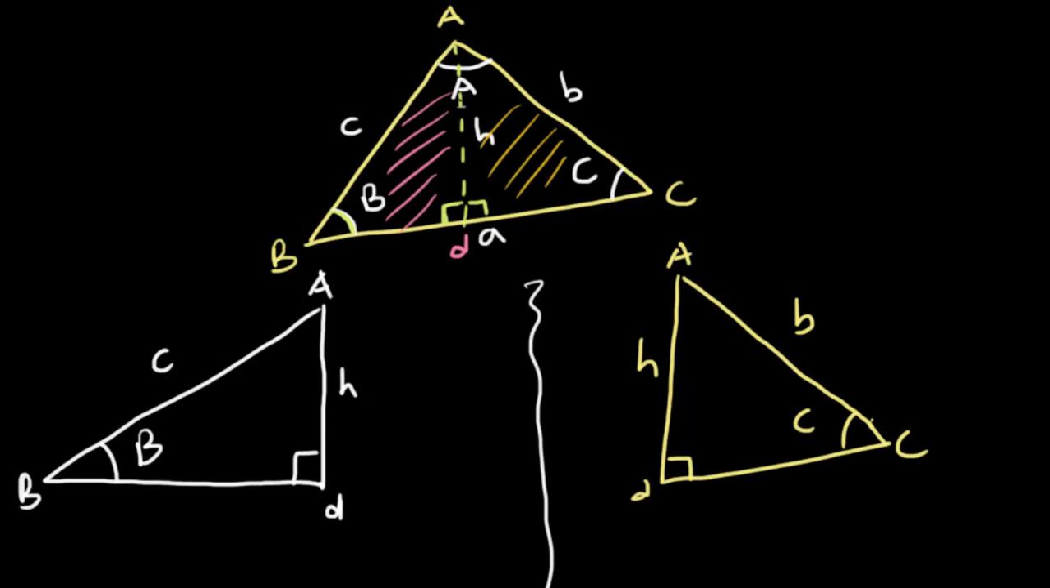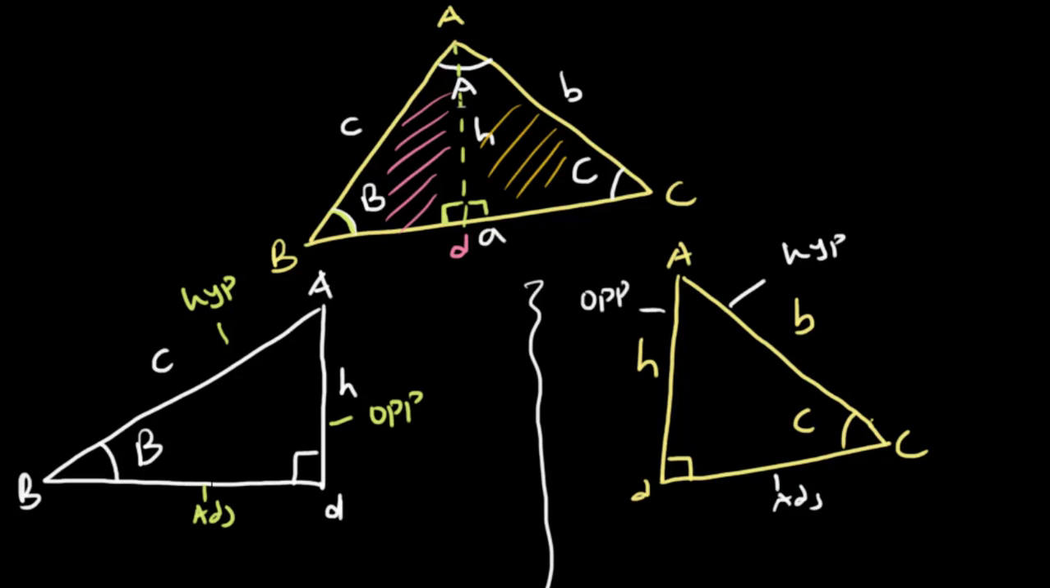Now remember, the side facing angle 90 is the hypotenuse. The side facing the angle given is the opposite, and then the third side is the adjacent. We do the same thing to this. We have side facing angle 90 is the hypotenuse, side facing the angle given is the opposite, and then the third side is the adjacent. Do you understand?